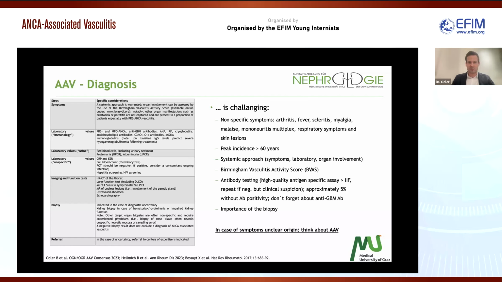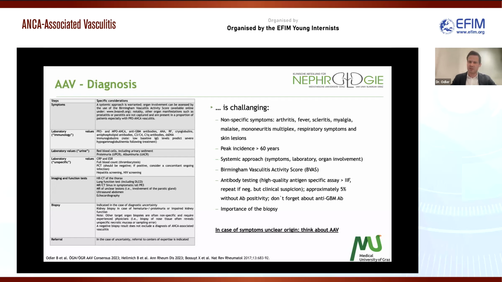For that aim, you can use the so-called Birmingham Vasculitis Activity Score that can help you to assess the organ involvement of the disease and get some information on the activity. Of course, this score system also has limitations, and some organ manifestations are not captured in this activity score. So you also have to think about the disease as a complex process and a complex diagnostic approach. Of course, the most important first step in the diagnostic process is the antibody testing.